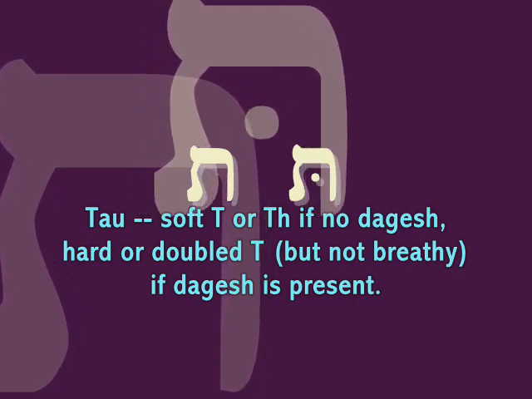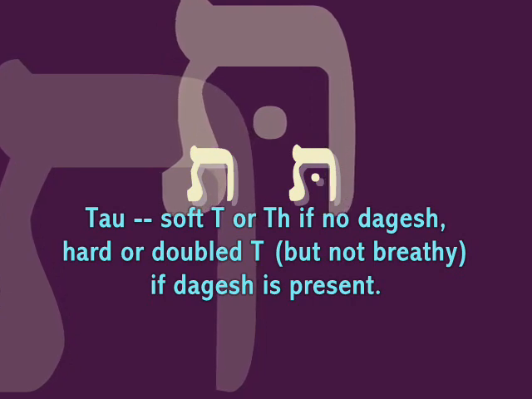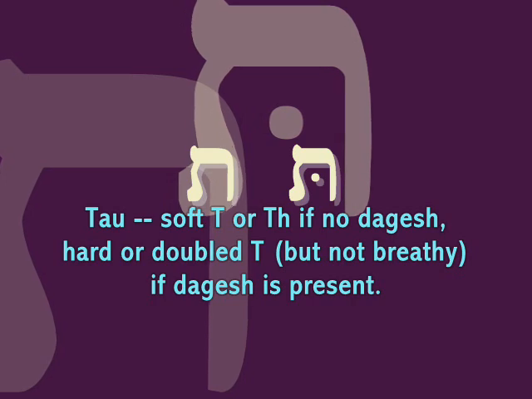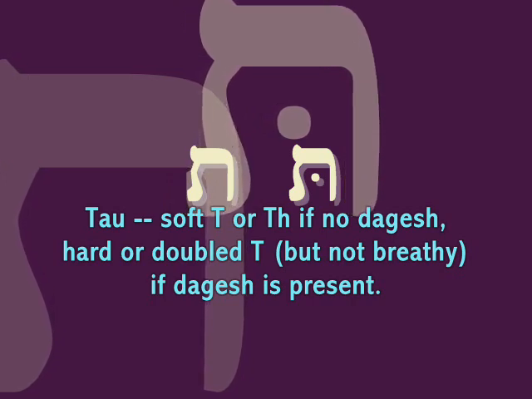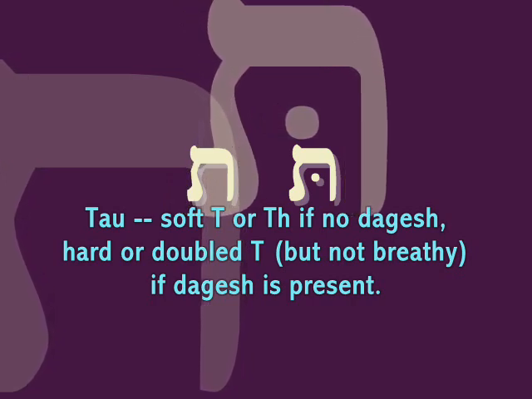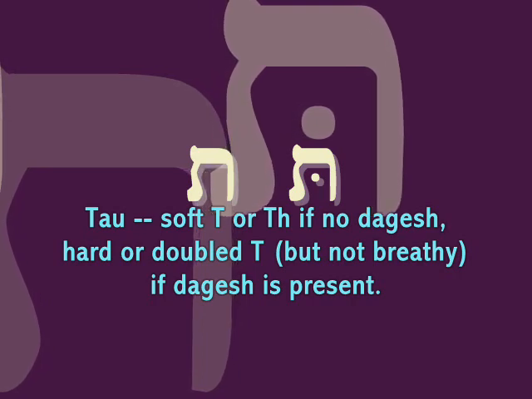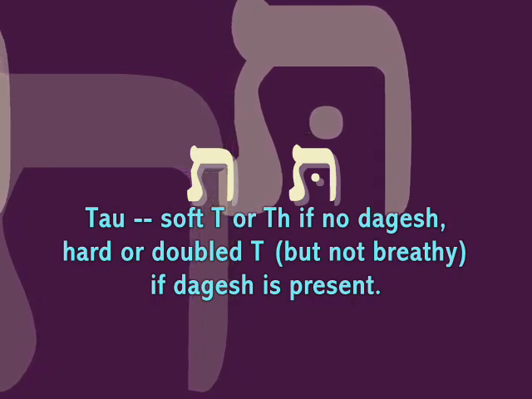With the tet, it's t, t, t, and with the tau, it's t, t, t, almost like you're still saying it inside your throat, because the picture of the letter is that the mouth is closed. The upper part of the mouth is closed, and the sound is coming down onto your tongue, basically.